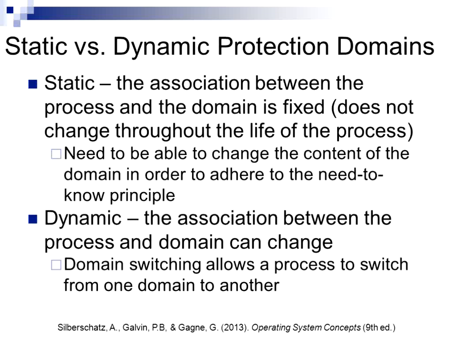We also want to look at whether the protections are static or dynamic. With static protection domains, the association between the process and the domain is fixed. In other words, a process belongs in a certain domain, and this doesn't change throughout the life of the process. So if it's in domain 1 when it starts, it's always in domain 1. We may need to change the content of the domain in order to adhere to the need-to-know principle. In other words, we may need to change those accesses within the domain as the process executes. But for the most part, the process is going to stay in the same domain, and we can only change what it can do by actually changing the domain itself. It can't switch between domains.